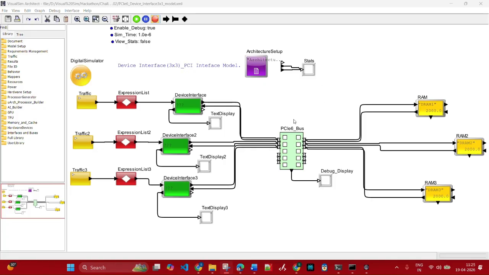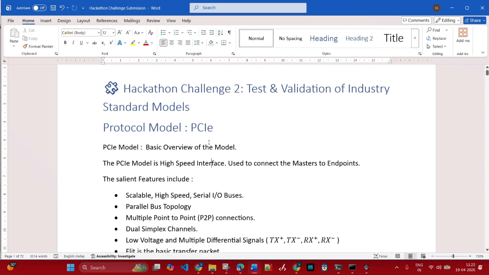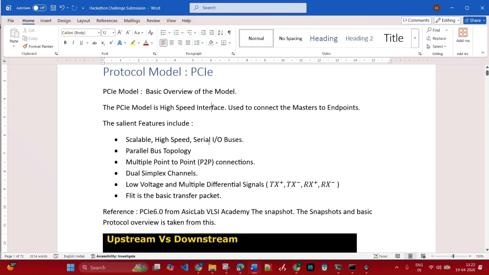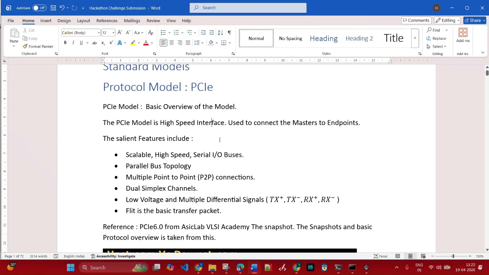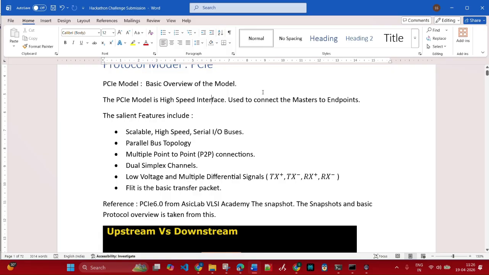First, let me walk you through the basics of PCIe. As we all know, PCI is a high-speed bus interface. To give a basic overview, it's a high-speed serial I/O bus. It's a parallel bus topology with multiple point-to-point connections. It's a basic dual simplex channel, with low voltage and multi-differential signals.